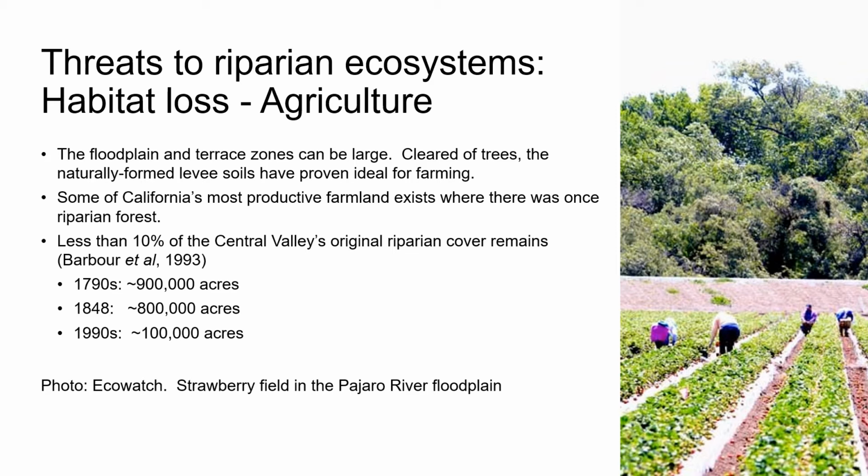As a result of large-scale draining in the early 20th century, less than 10% of the Central Valley's original riparian cover remains. It's estimated that there were around 900,000 acres of riparian woodland in the late 18th century at the beginning of European colonization of California. By the 1990s, this had been reduced to around 100,000 acres.